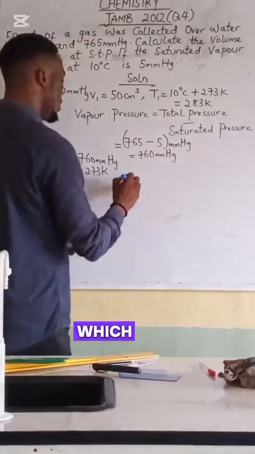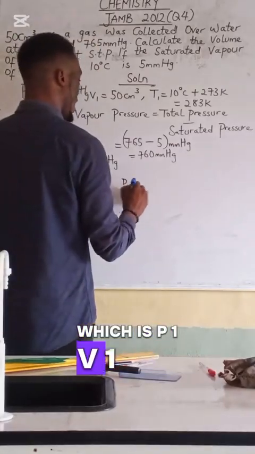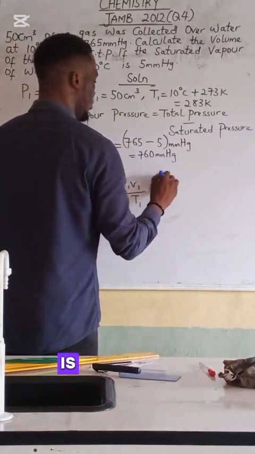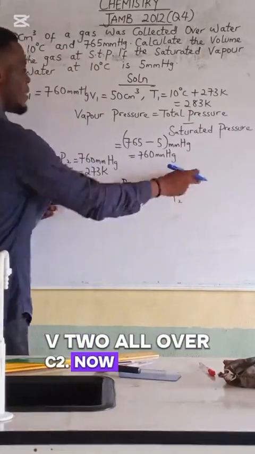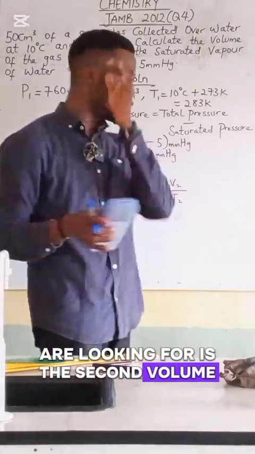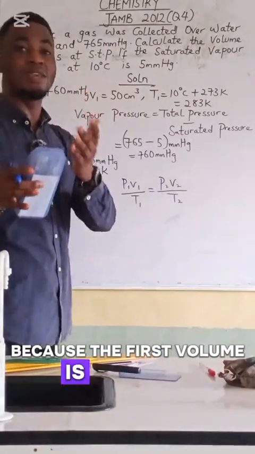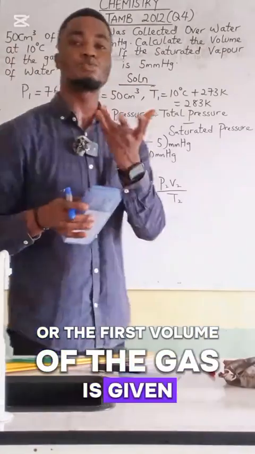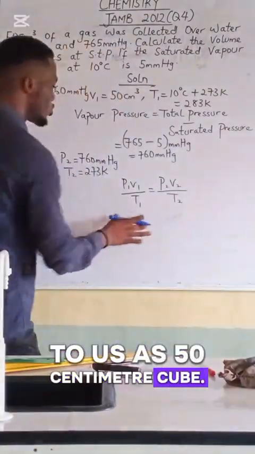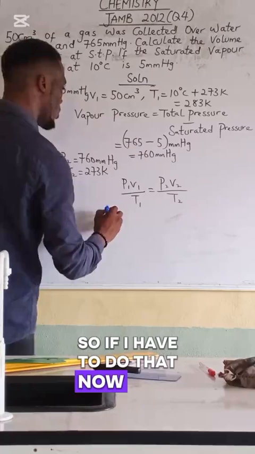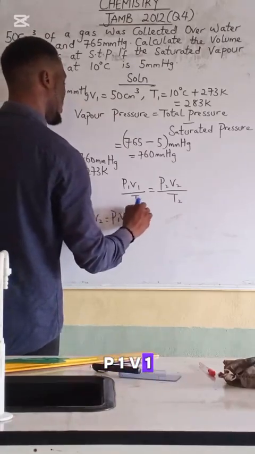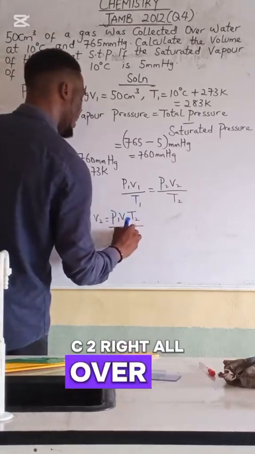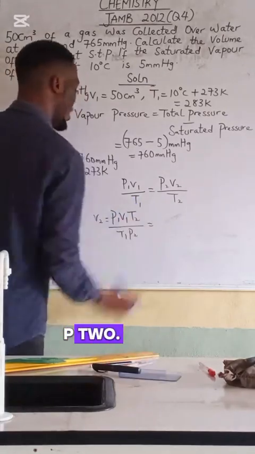To solve this question, we only need to apply the general gas equation: P1V1 over T1 equals P2V2 over T2. Remember, what we are looking for is the second volume, because the first volume of the gas is given as 50 cm³. So V2 equals P1V1T2 all over T1P2. Now let's solve.